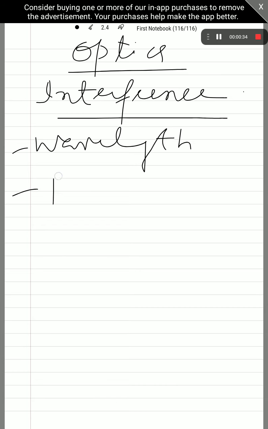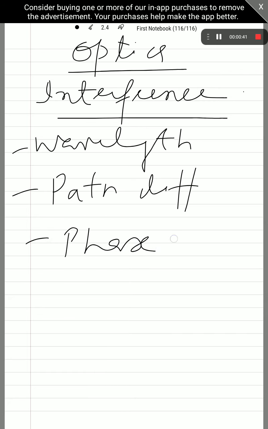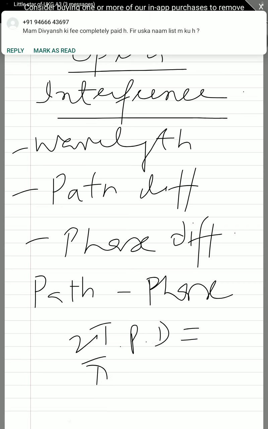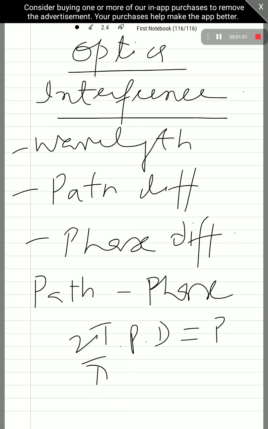We also came to know the path difference. We also came to know the phase difference. And the relation between the path difference and the phase difference. So it is 2 pi by lambda times path difference. This is equal to phase difference.